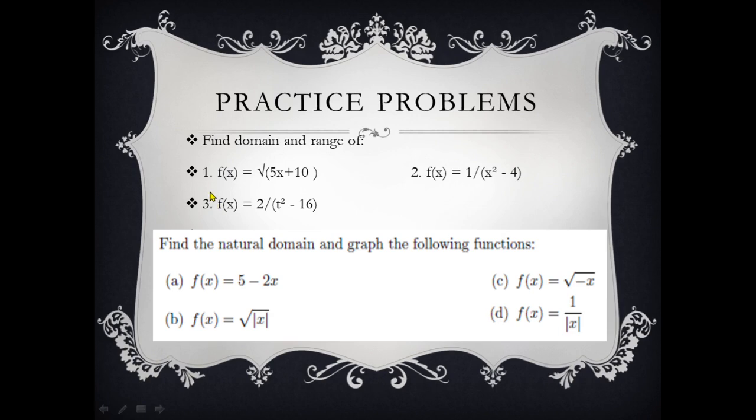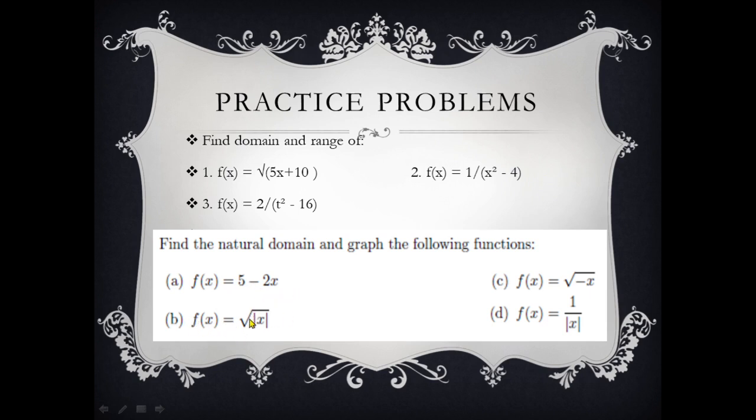In my next video, I will try to upload the solutions of these functions, that is f of x equal to square root of 5x plus 10. The term under the square root should be greater than or equal to 0, and by solving this inequality, we get the domain and range. Similarly, for the other function, f of x equal to 5 minus 2x, the domain and range are all real values.